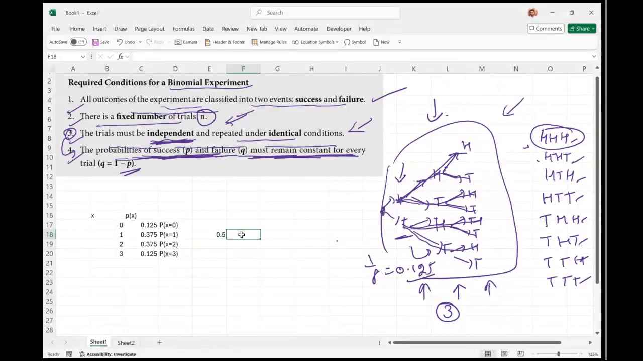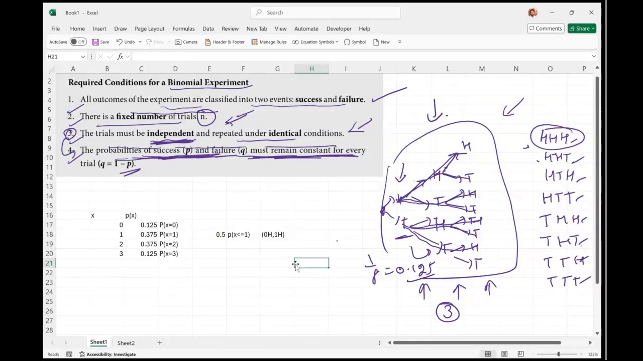So how am I going to write it? I'm going to write it as probability of x less than or equal to 1. So this means at most 1. What is the probability of getting at most one head? It means I have to include the 0 head and the 1 head. So both are included, 0 head comma 1 head. They both are included in this process.